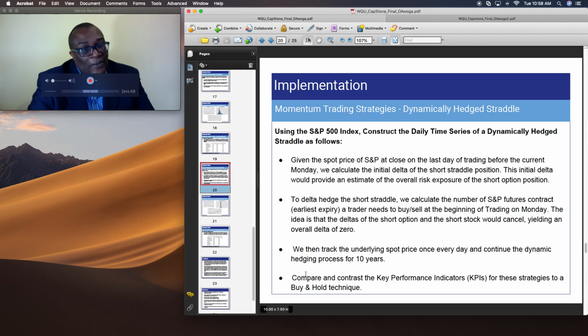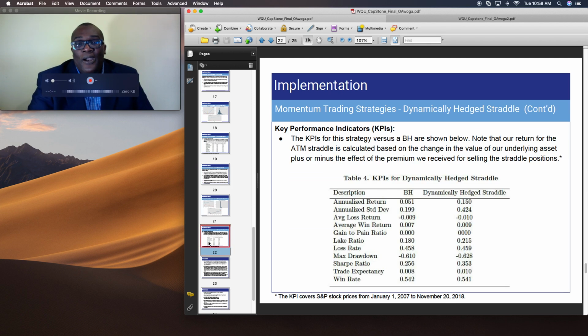So we calculated the key performance indicators and compared to a buy and hold approach. Our dynamically hedged straddle strategy outperformed the buy and hold approach. The buy and hold approach generated 5.1% and the dynamically hedged short straddle position generated 15.1% because we were selling straddle and collecting premium in addition to changes in our stock price. So the win rate for both are kind of similar.